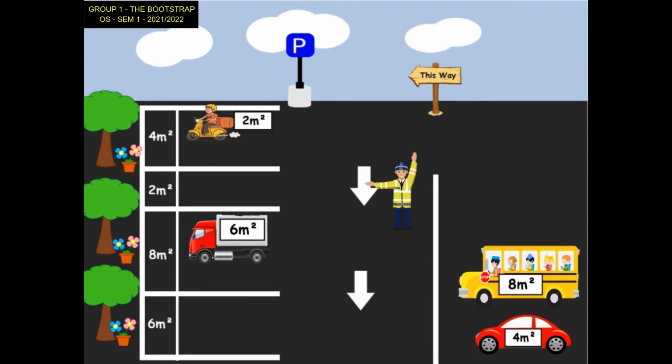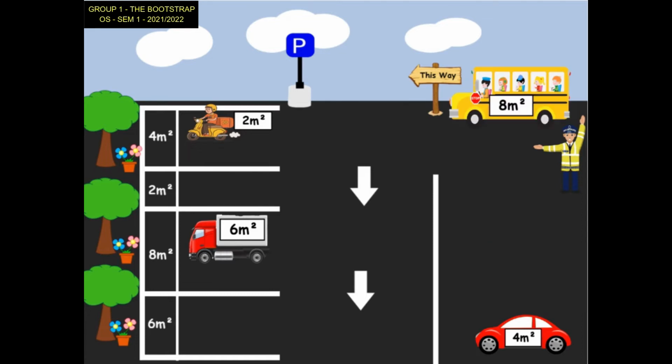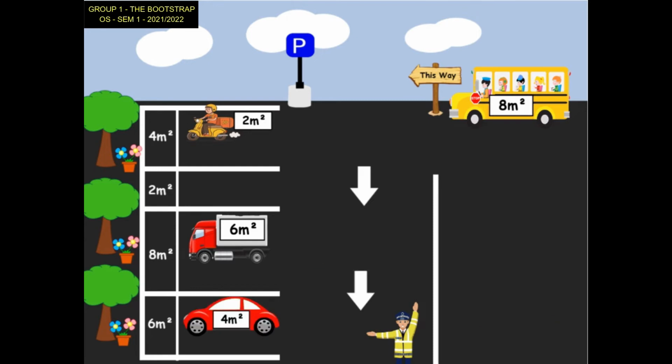The third vehicle in queue is a bus with a size of 8 meter per square. But the parking attendant instructs the bus to wait for a free parking lot because there is no parking lot fit for the bus. The fourth vehicle in queue is a car with a size of 4 meter per square. The parking attendant instructs the car to park at parking lot number 4 because it is first fit for the car. In this first method, which is the first fit algorithm, we can see the bus has to wait for all other vehicles to exit from the parking lot before the bus can enter the parking lot.